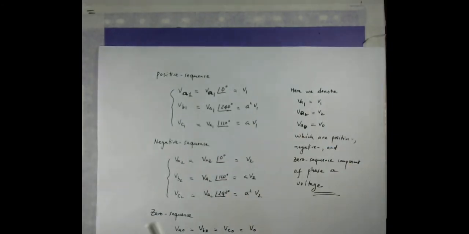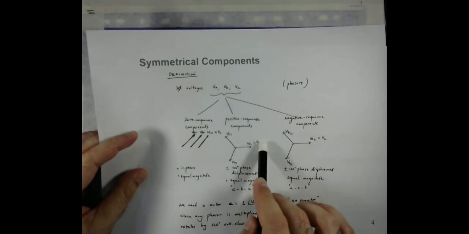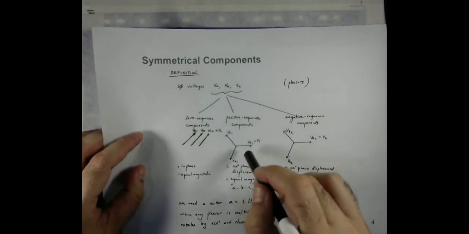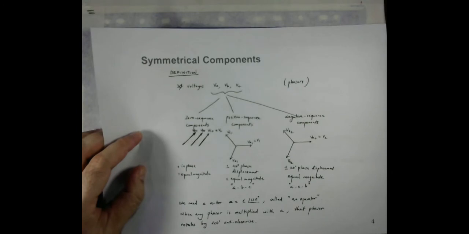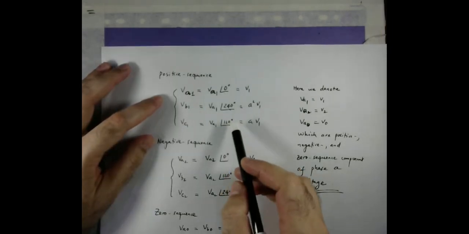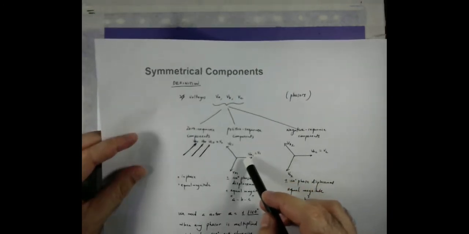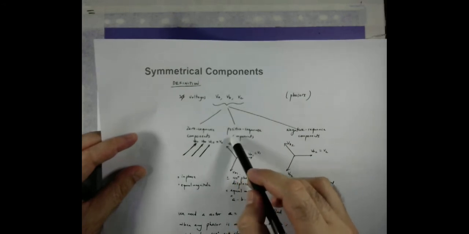So we called this particular quantity, let's say, V1. And as I mentioned, if you want to rotate this quantity by 120 degrees, what do we need to do? We need to multiply it with operator A. So as one can see here, if we multiply this quantity with an angle of 120, we will get this quantity anti-clockwise.